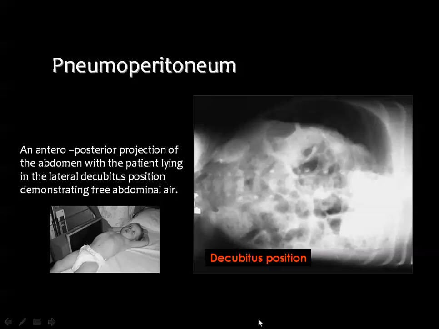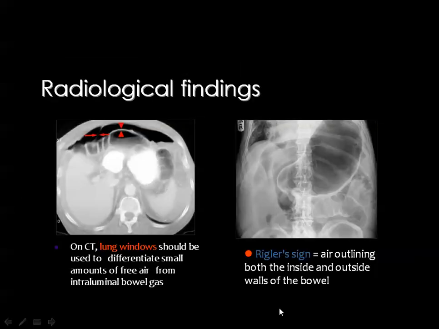Then sometimes you are not able to have an erect chest X-ray for the diagnosis of pneumoperitoneum, and the alternative is the cross-table lateral view of the abdomen. You know that air will rise up under the abdominal wall, and then you can see this air and you confirm the diagnosis.